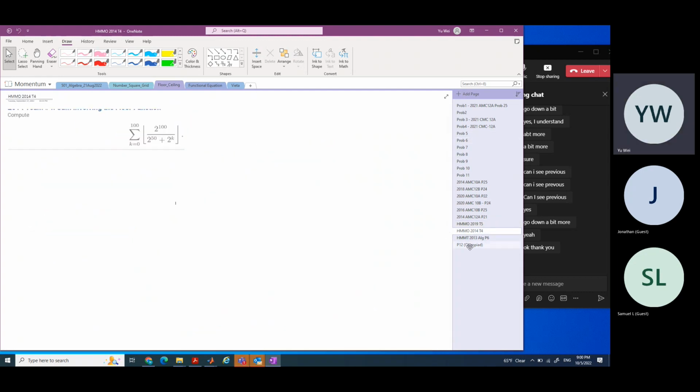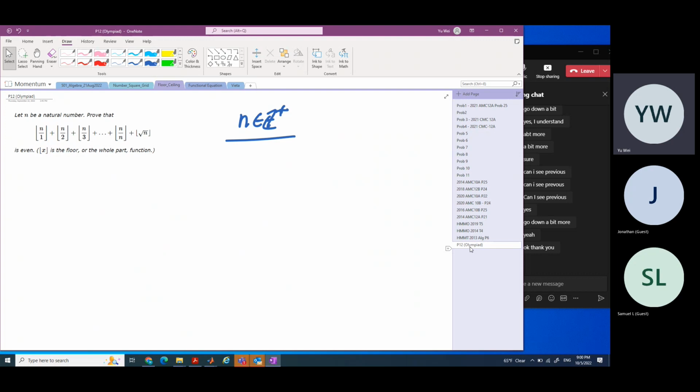Yeah, so this is the proof problem. This is the Olympiad level. Now let's see. We want to prove this is an even number, right? So what you can see, if I set Sn equal to n over 1 plus n over 2 plus ... plus n over n, then plus floor of the square root of n, right?